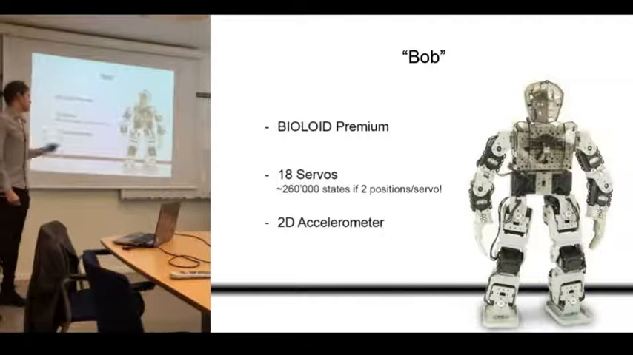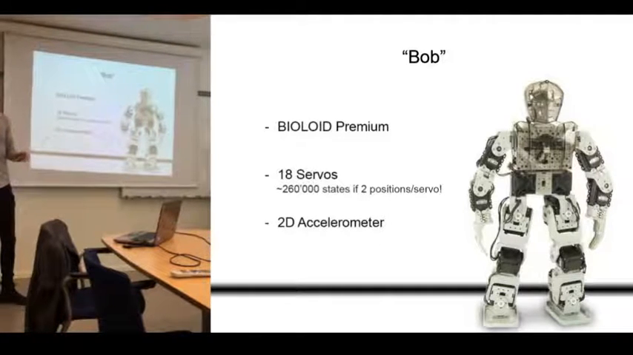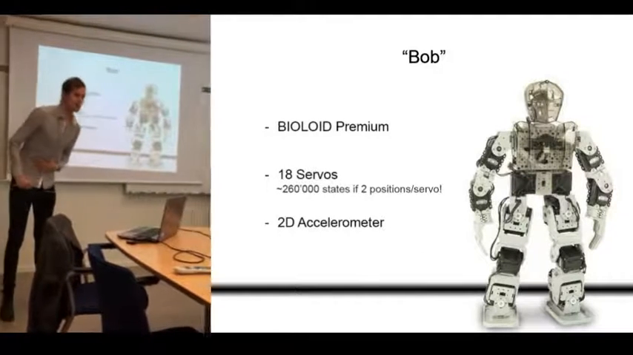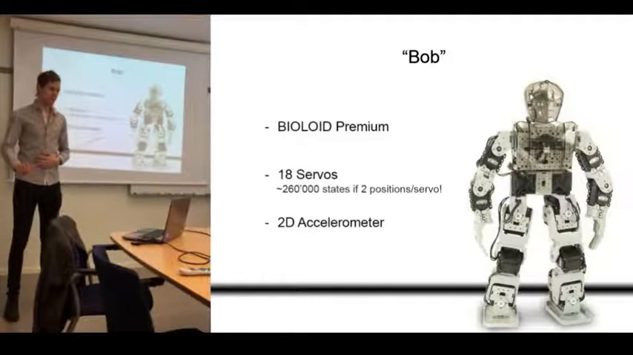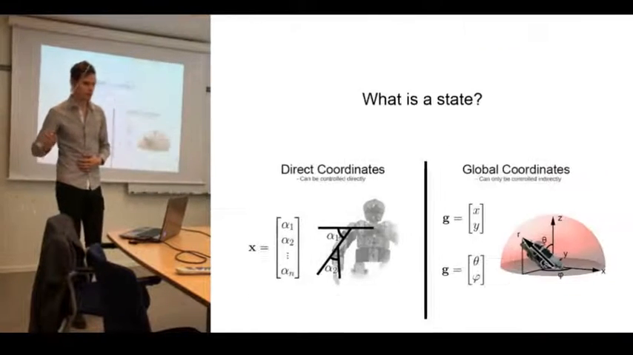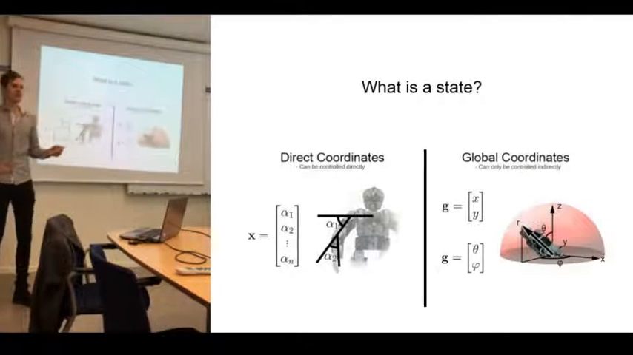And then we have a 2D accelerometer, and what it tells us is basically the tilt of the upper body of the robot, so we can feel what this angle is here. All right, so let's go back to the questions. What is the state and what is the motivation? Let's start with what the state is.